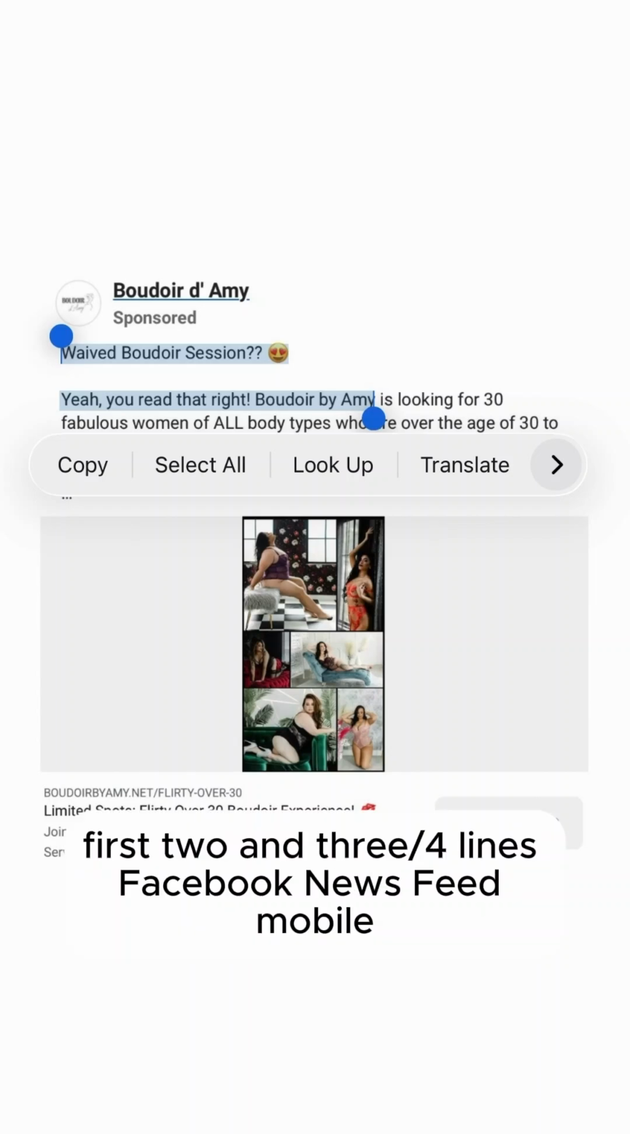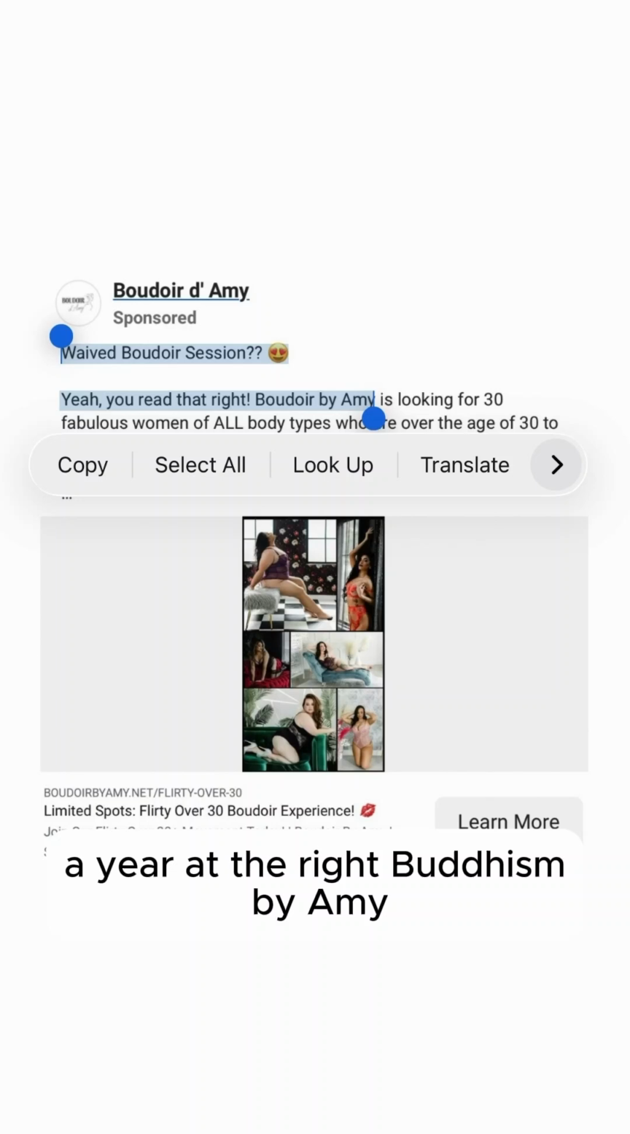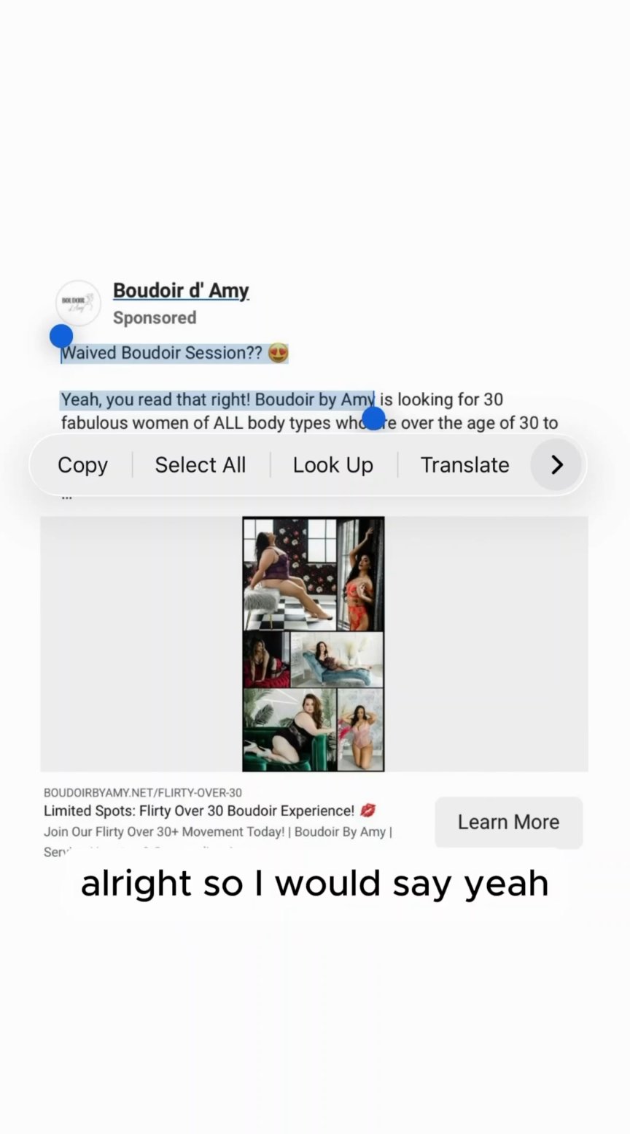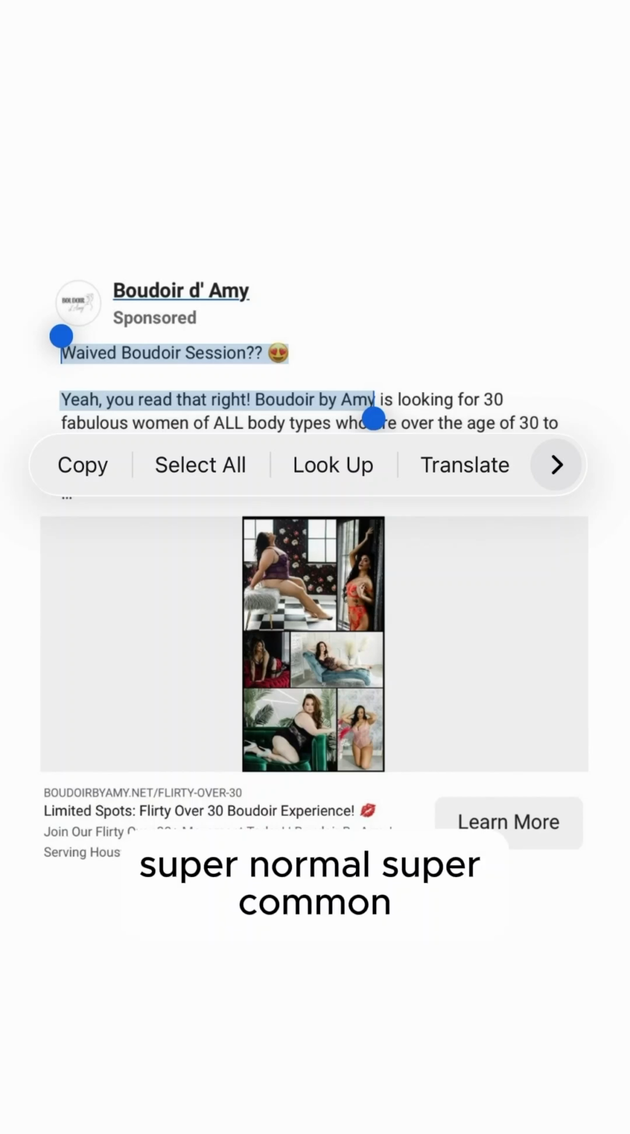See more headline, first 2 3/4 lines, Facebook newsfeed mobile. So let's see what we've got. We got Wave Boudoir Session. Hey, you're the right, Boudoir by Amy. All right, so I would say, yeah, this one we got the lack of context mistake. Again, super normal, super common.